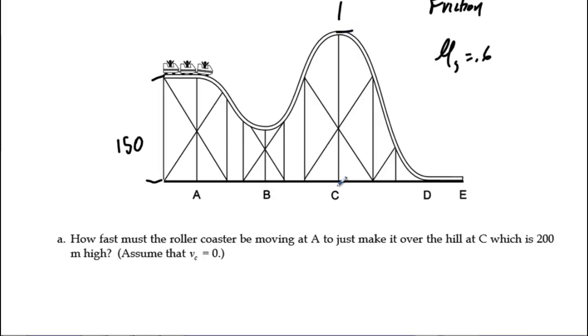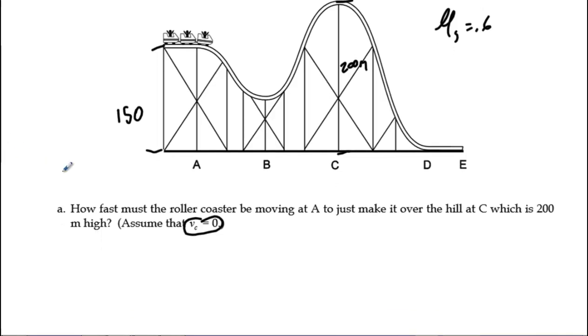So we just got another couple pieces of information. They told us this height is 200 meters. They also told us that its velocity here is 0. It's just going to make it over the hill, so it's essentially at rest for a second at the top of that hill. Well, because it's frictionless, we know that the mechanical energy at A is equal to the mechanical energy at C.